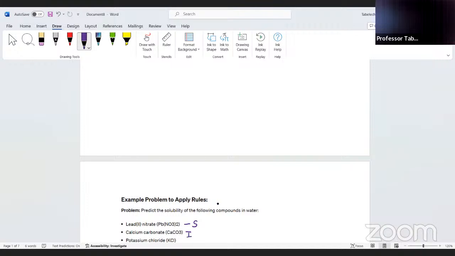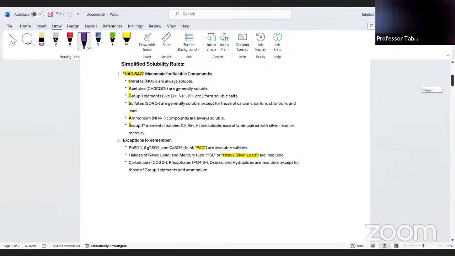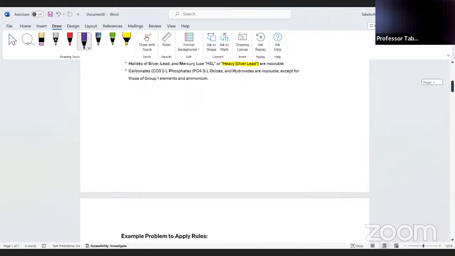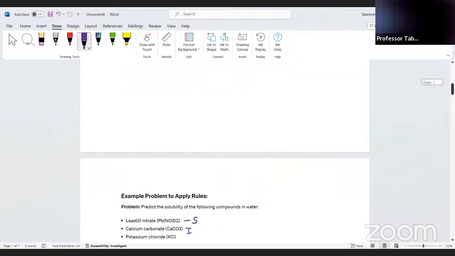What about potassium chloride? Let's go up here to our rules and let's see. Potassium chloride. Potassium is in group 1. Chlorine is also in group 17. So I believe that is soluble. I'm going to put an S for potassium chloride.